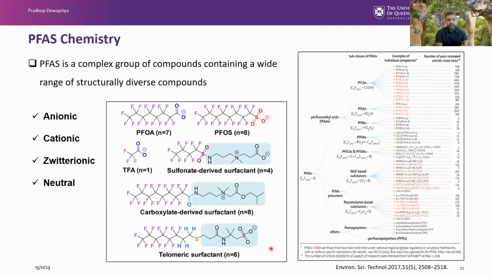As I mentioned, people are exposed to a complex mixture of PFAS because PFAS is a complex group of chemicals with a huge structural diversity. The PFAS can be anionic, cationic, zwitterionic, or neutral compounds, with various chain lengths and substitution. Depending on the definition, over 20 million PFAS compounds are currently listed in PubChem. All these indicate the complexity of the PFAS chemistry.